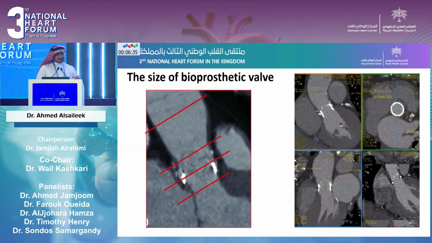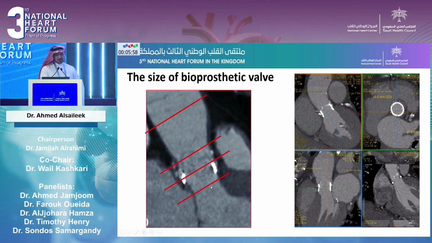Then we have to assess the valve itself, and there are multiple parameters we have to assess. For example, the first one is the size of the bioprosthetic valve. The most important thing is to use the two orthogonal planes to have coaxial images of the valve and to measure the internal diameter of the valve. We have to change the window level so you reduce the blooming artifacts and you can see the internal diameter there. This is the diameter that will include the new valve.